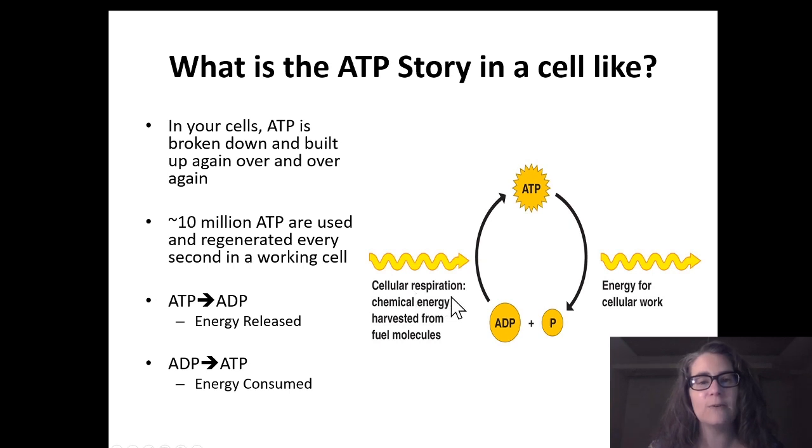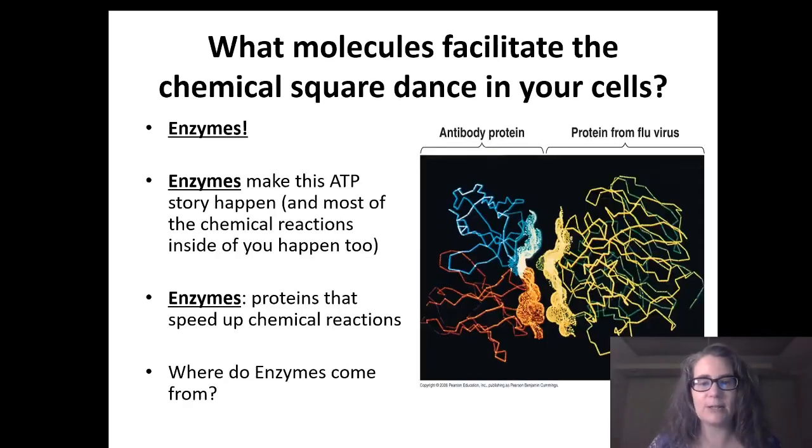We can use the food and transfer the chemical energy in the foods that we're eating, breaking those bonds and transferring it back to this molecule so that it goes from ADP back to reset with that third phosphate group, or adenosine triphosphate, back to its original form. Your cells, in a working cell, are doing this millions and millions of times per second, this particular cycle.